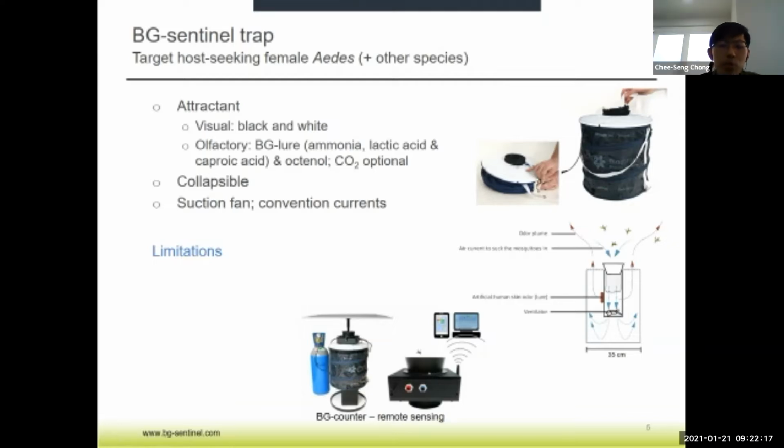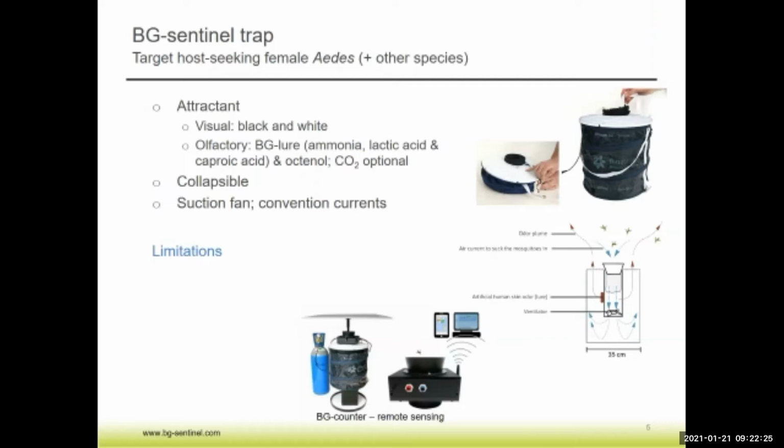Okay. Yeah, I'm just wondering what the participants are taught as to what are the limitations or disadvantages of this particular trap? You can use the chat to type in your answer if you like.